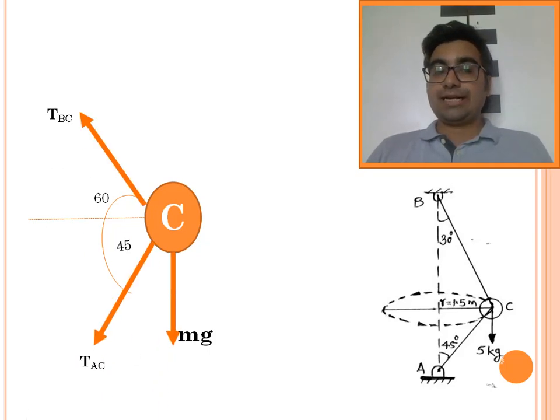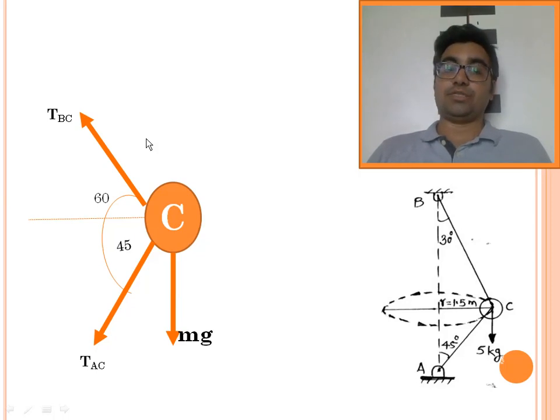So mg is acting vertically downward, tension BC is acting away from the sphere C, tension AC is acting away from the sphere C. As they were at an angle of 30 degree with vertical, so the tension TBC is at an angle of 60 degree with horizontal. Since TAC was at an angle of 45 degree with vertical, so TAC is at an angle of 45 degree with horizontal. So we have drawn the three forces which are acting on this.